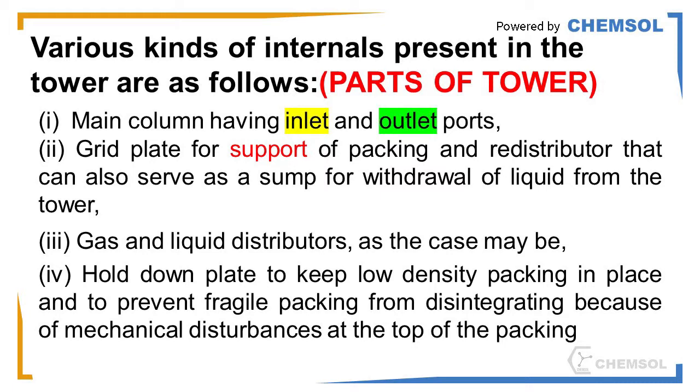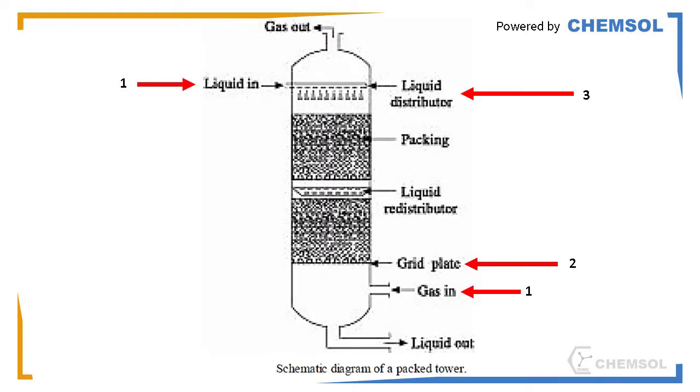Main column having inlet and outlet ports. Grid plate for support of packing and gas and liquid distributors. Hold down plate to keep low density packing in place and to prevent fragile packing from disintegrating because of mechanical disturbances at the top of the packing. This is the schematic diagram of packed tower.